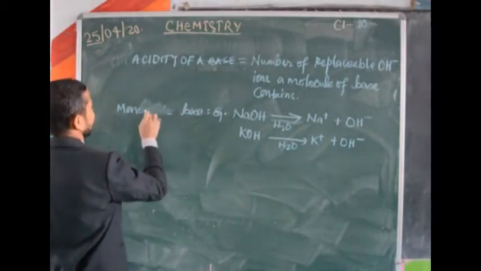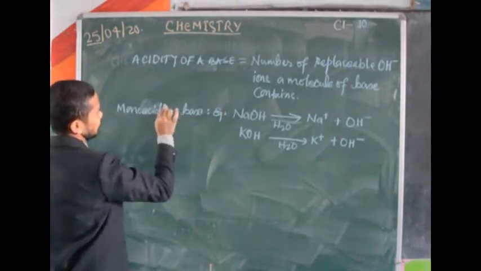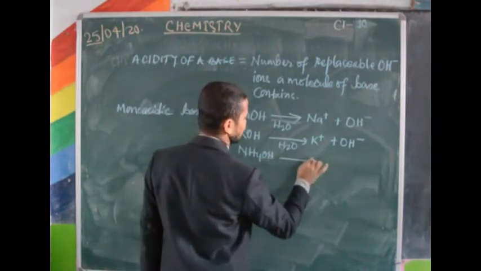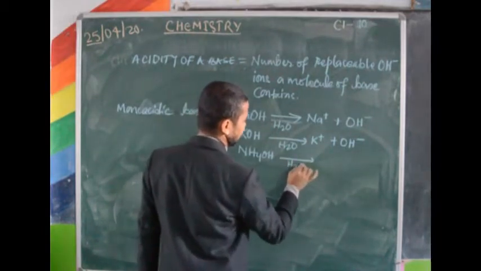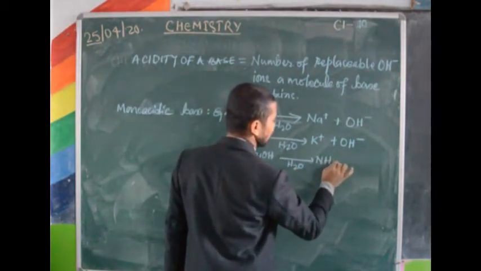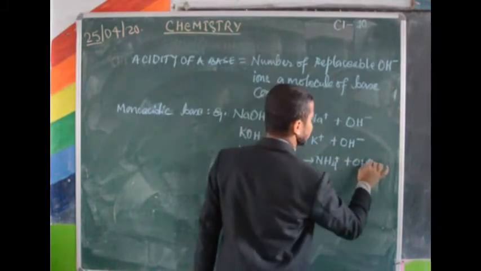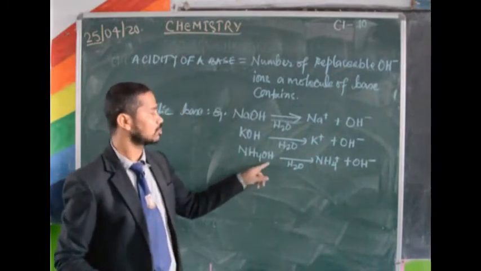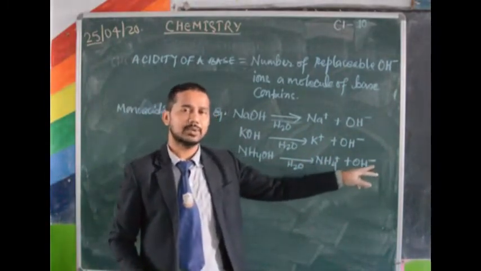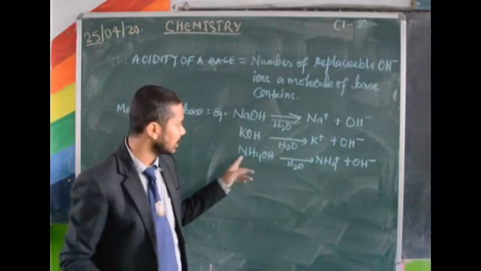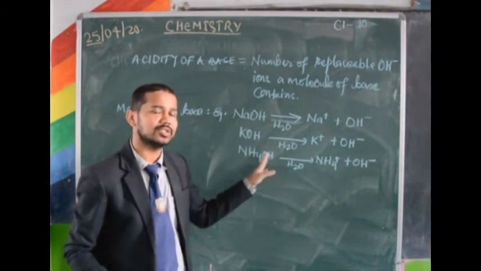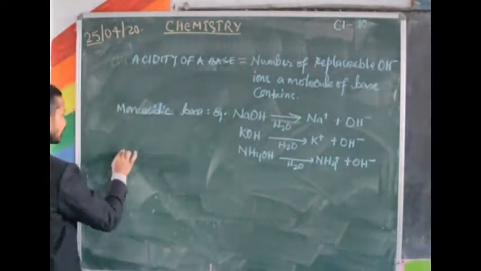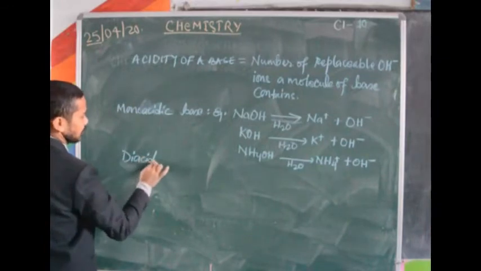And NH4OH also, when dissolved in water, gives ammonium ion plus OH-. So ammonium hydroxide also produces one hydroxyl ion when dissolved in water, which means NH4OH, that is ammonium hydroxide, is also a monoacidic base. Now let's see the diacidic base.